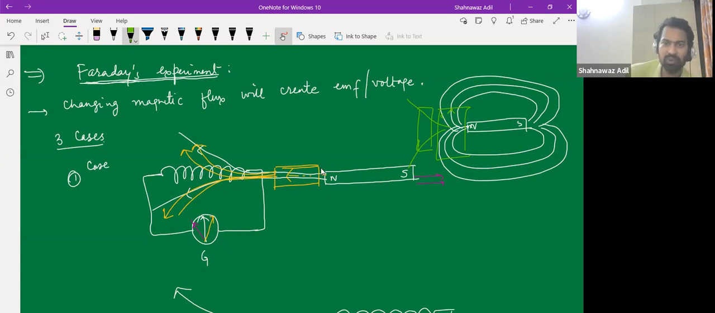Okay, so that is what I was saying. And when you move this magnet away, the magnetic flux will decrease through this coil, and then again the EMF will be produced, but with current in the opposite direction. Clear?